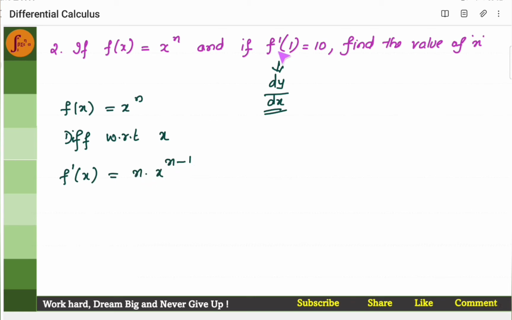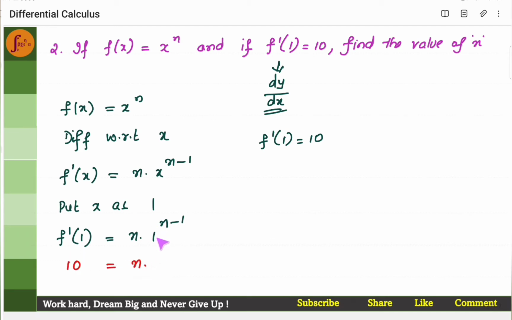Now, instead of x, I have to put 1. So let's put x as 1. So we'll get f dash of 1. If I put x as 1, I'll get n into 1 to the power n minus 1. And they've told f dash of 1 is equal to 10. So 10 is equal to n into 1 to the power anything, which is 1 only, right? So 10 is equal to n into 1, which is 10. Therefore, n is equal to 10.